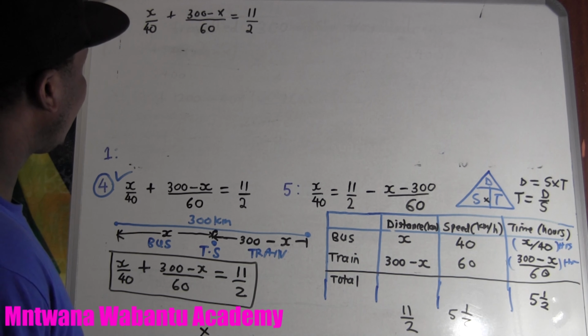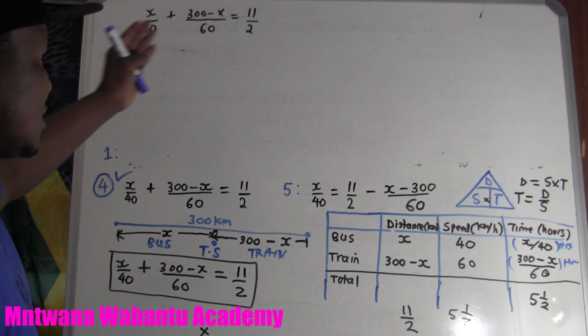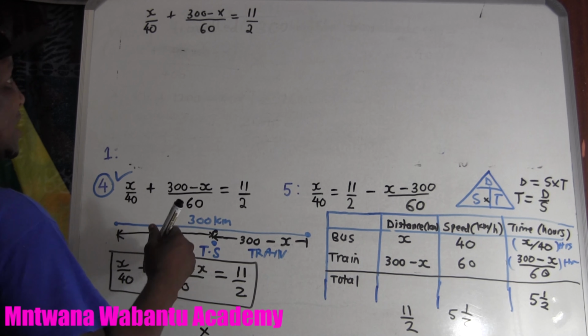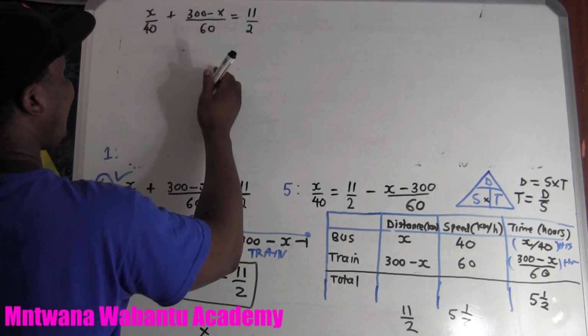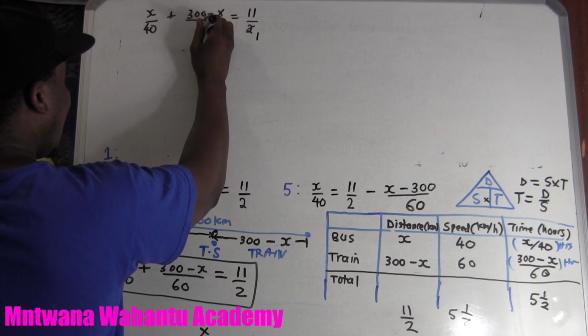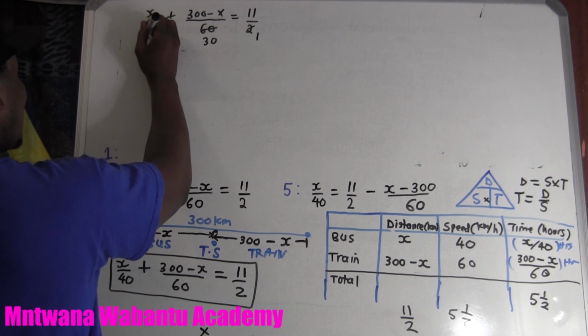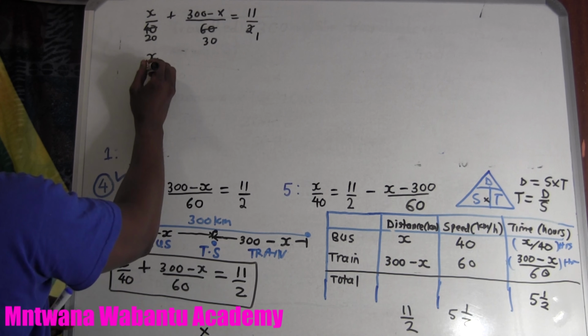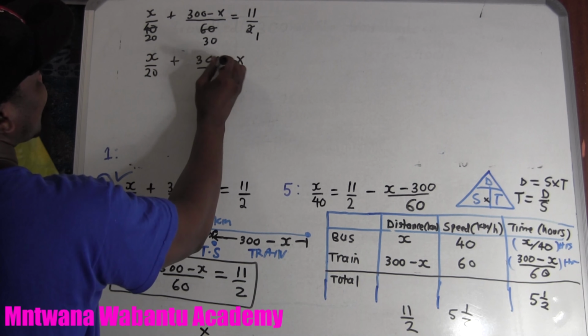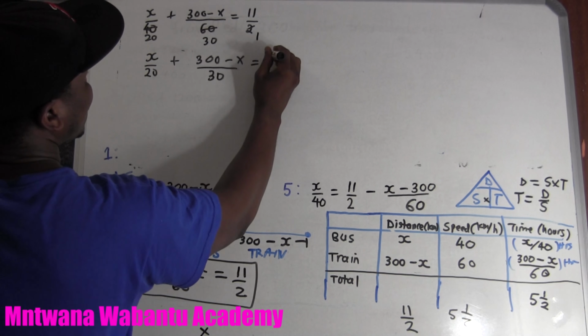So what we're going to do here, we want to simplify this. First and foremost, I'll simplify the denominators because they can be simplified, as they have something common. I can divide this by 2, I get 1. Divide by 2, you get 30. Divide by 2, you get 20. So this question is x over 20 plus (300 minus x) over 30 equal to 11, just 11.